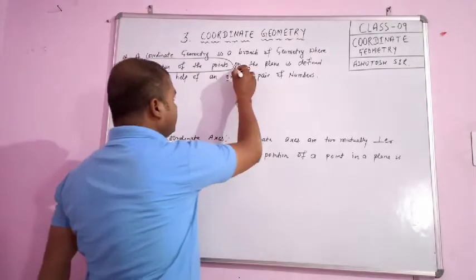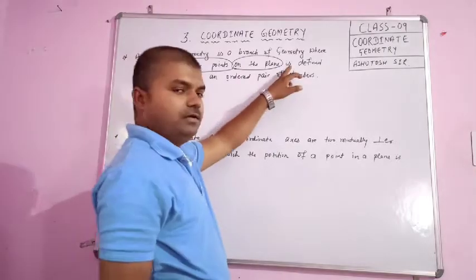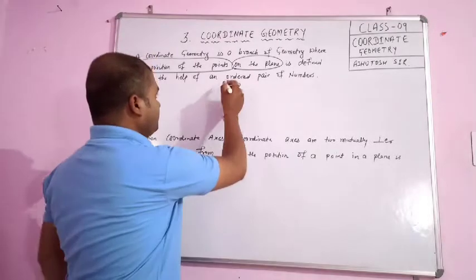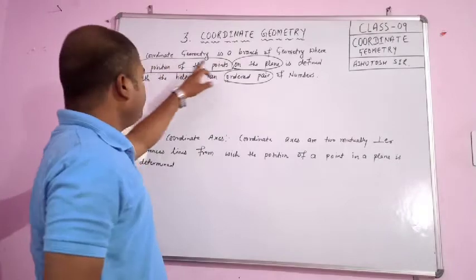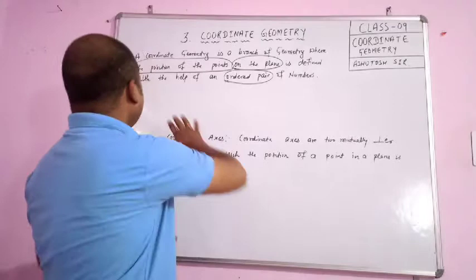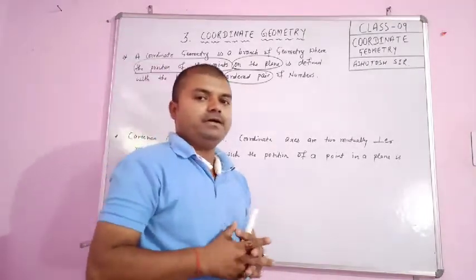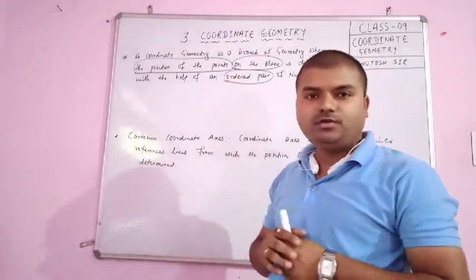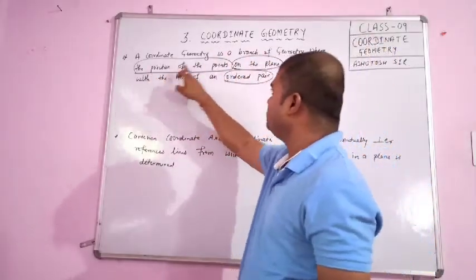On the plane, that means we will describe what the plane is, and it is defined with the help of an ordered pair. Let us see these three phrases here: the position of the points, the plane, and the ordered pair. Let us see what these mean in the definition of coordinate geometry. First, the branch of geometry, then the position of the point.